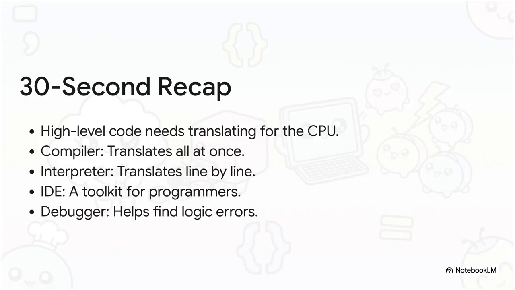Okay, let's do a super quick 30-second recap. 1. CPUs only understand machine code, so our code needs a translator. 2. High-level languages are easier for us, low-level are faster for the computer. 3. A compiler translates everything at once into an executable. 4. An interpreter translates and runs code line by line. 5. An IDE is a toolkit for programmers, not a language. And 6. Debugger tools, like breakpoints, are for finding logic errors.